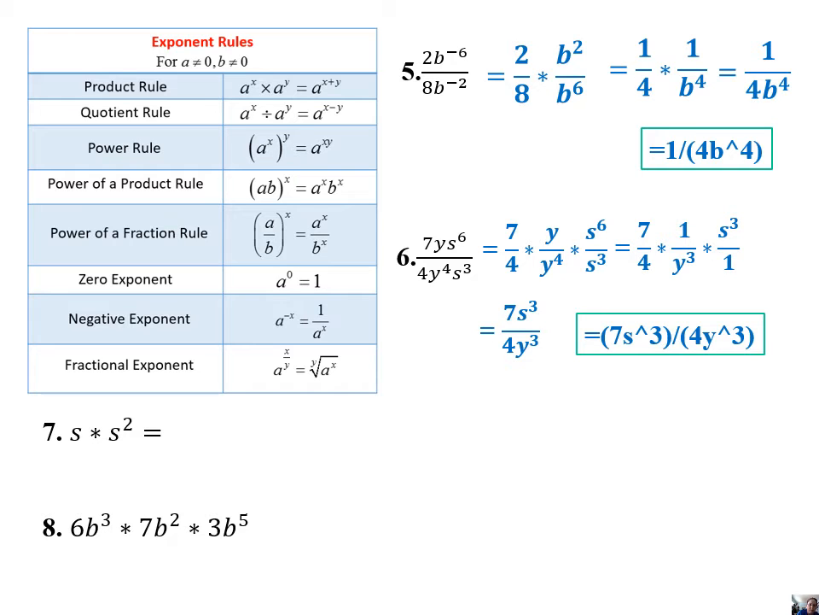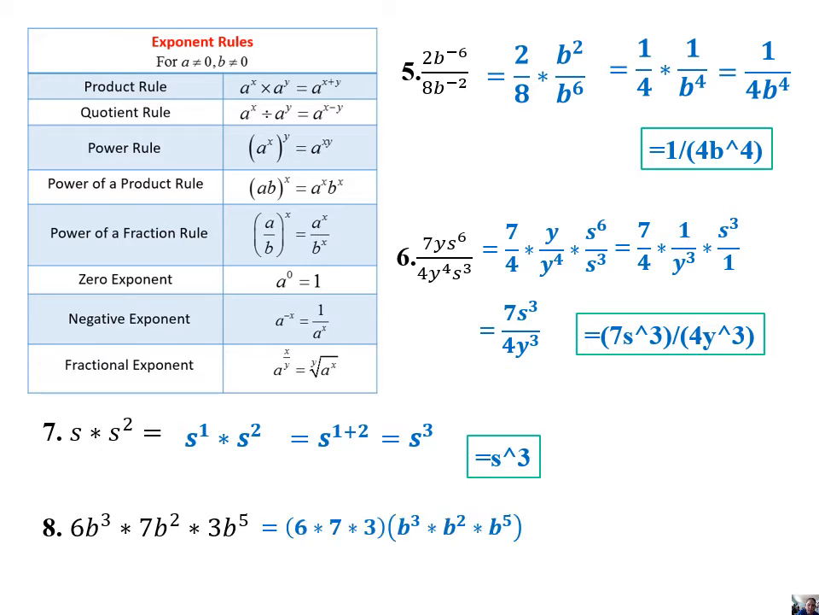7, little simple one. We've got the powers are 1 and 2. We add those, we get s to the 3rd. That would just be s caret 3. 8, similar, put the 6, the 7, and the 3 together and add the powers of b. And so 6 times 7 is 42. 42 times 3 is 126. And then that gets us b to the 10th. And writing that out would be 126 b caret 10.